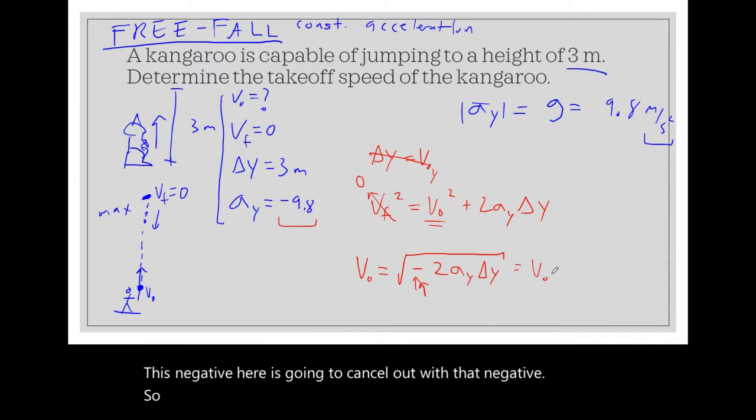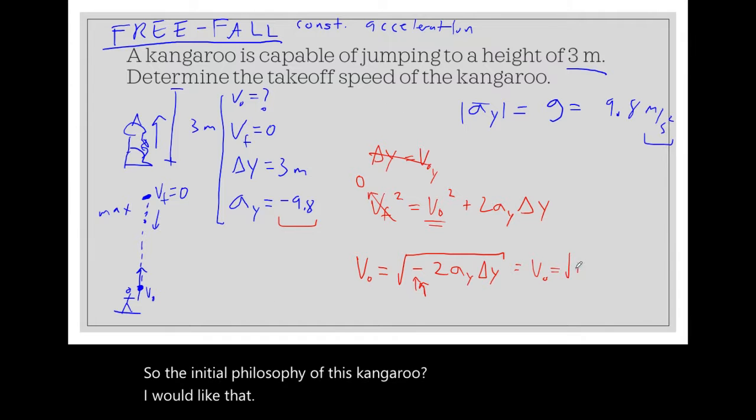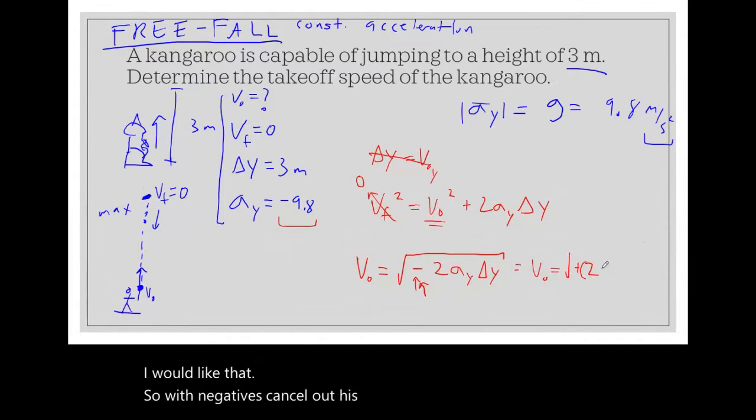So the initial velocity of this kangaroo must be, oh, I don't know why I wrote it like that. So negatives cancel out, so it's going to be positive. So 2 times 9.8 times what? Times 3?